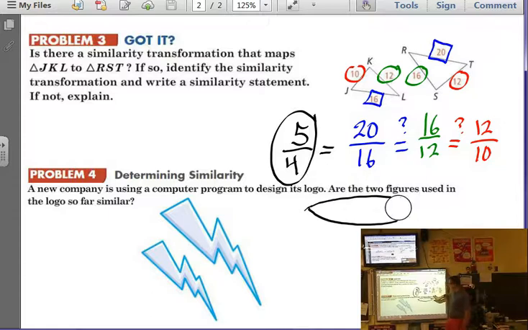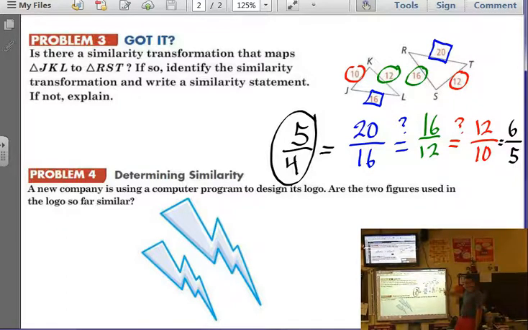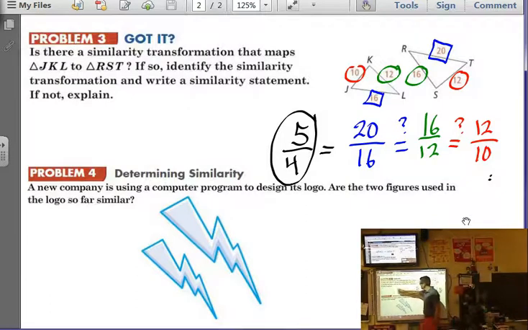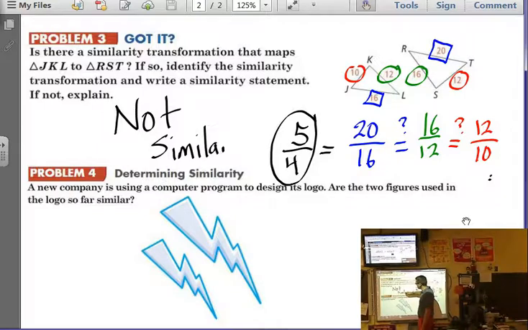And we could also compare from 5/4 to 12/10. This would actually be 6/5 as opposed to 5/4. So we see that we have all these different ratios here. So what that really tells me is these are not similar shapes.